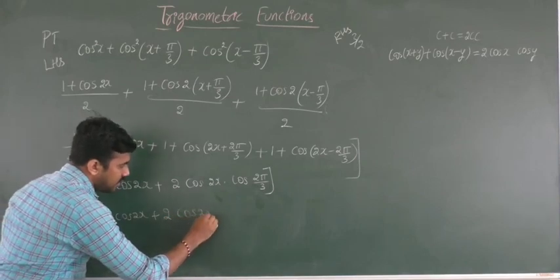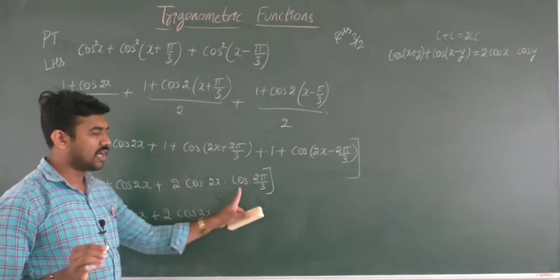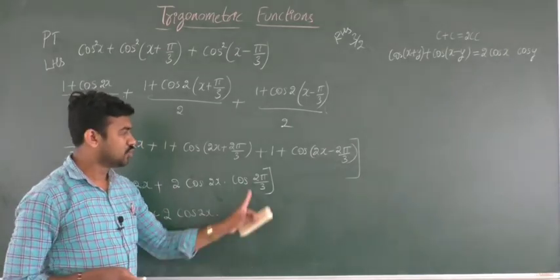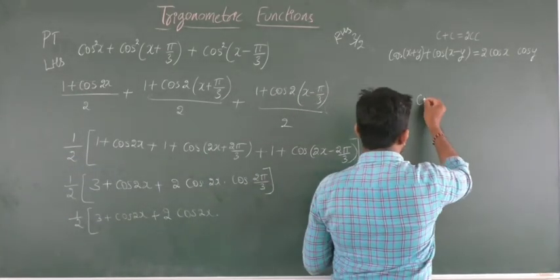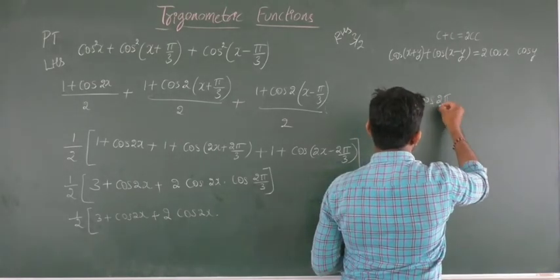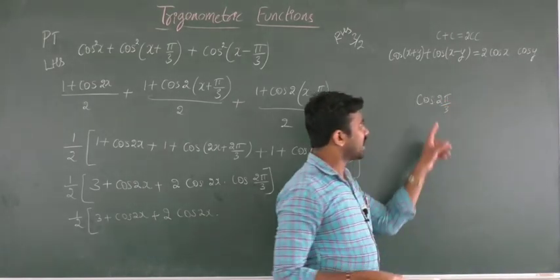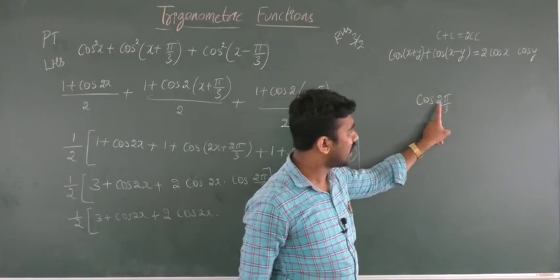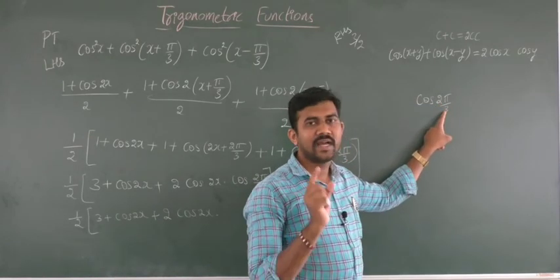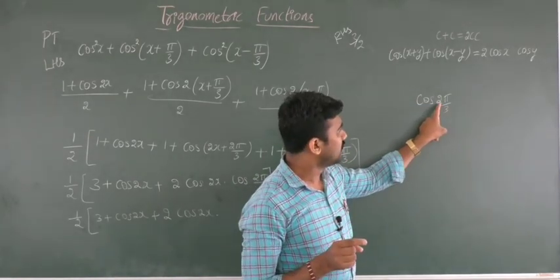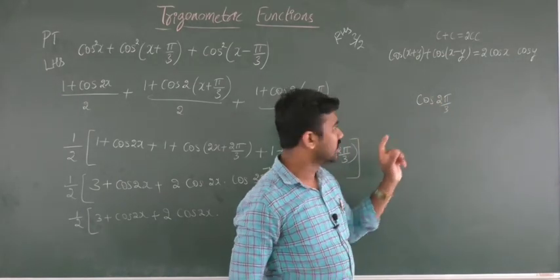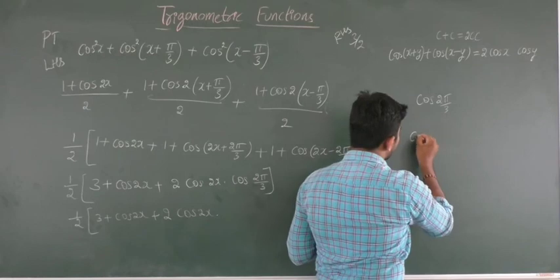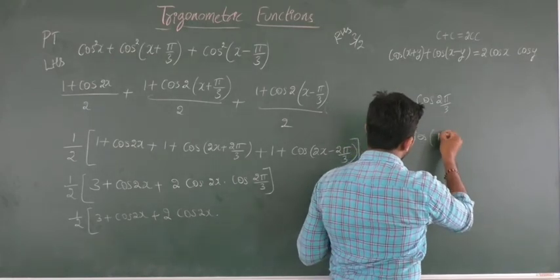We can find the value of cos 2 pi by 3. See how we can write cos 2 pi by 3. In 2 pi by 3, you can observe the numerical value of the numerator is 1 less than the numerical value of the denominator. Means here, if you have n, this is n plus 1. If you have 2, this is 3. So to split this one, we can write this as cos(pi minus pi by 3).